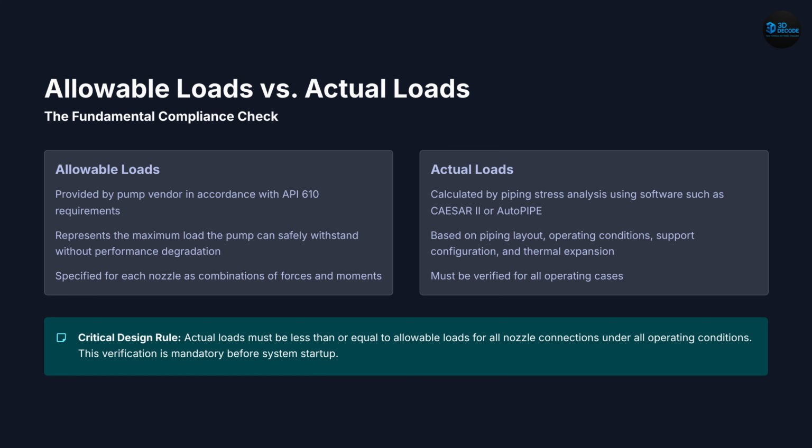Slide 6. Allowable vs. actual loads. The vendor provides allowable loads. The piping stress engineer calculates actual loads using analysis tools. The key rule is simple: actual loads must always be less than allowable loads. This must be verified before startup.